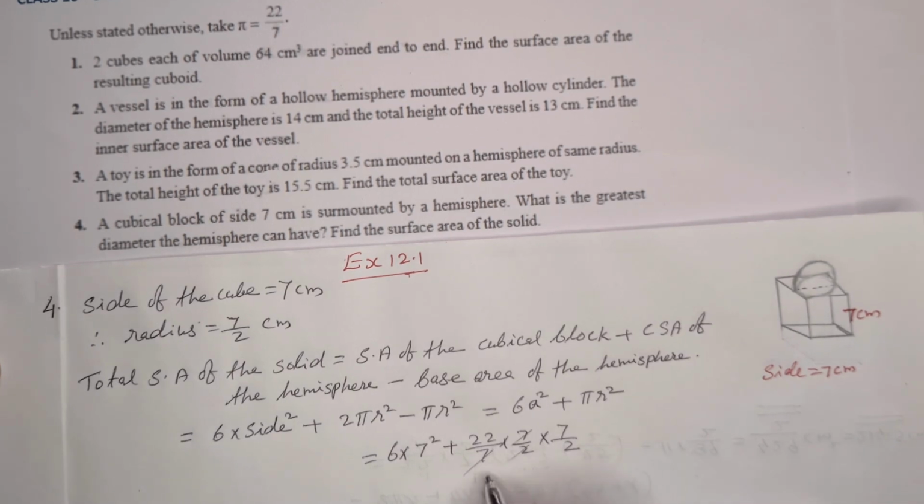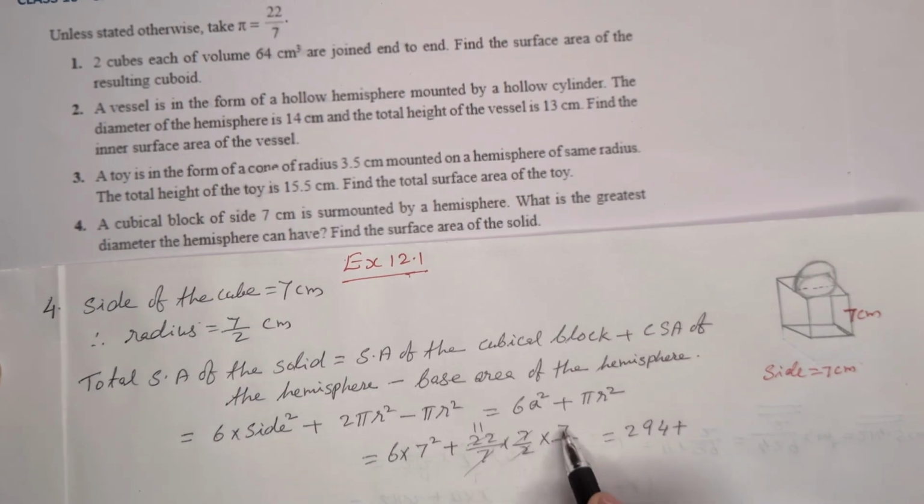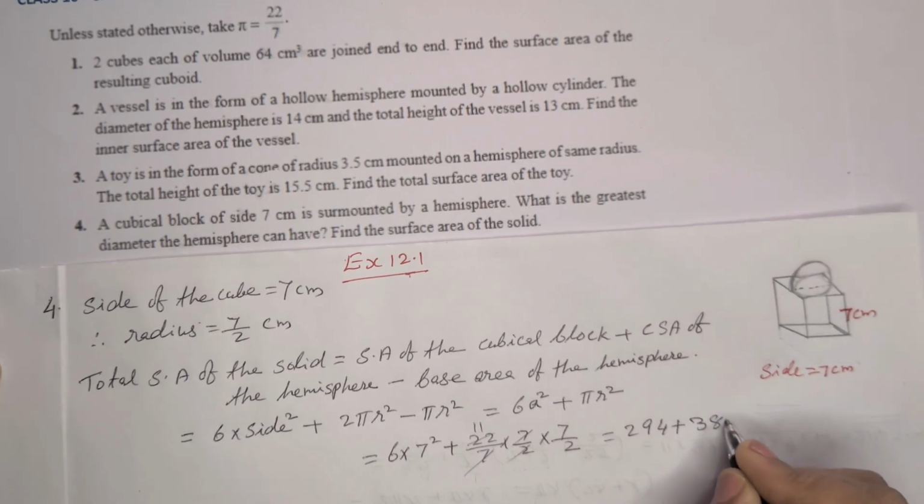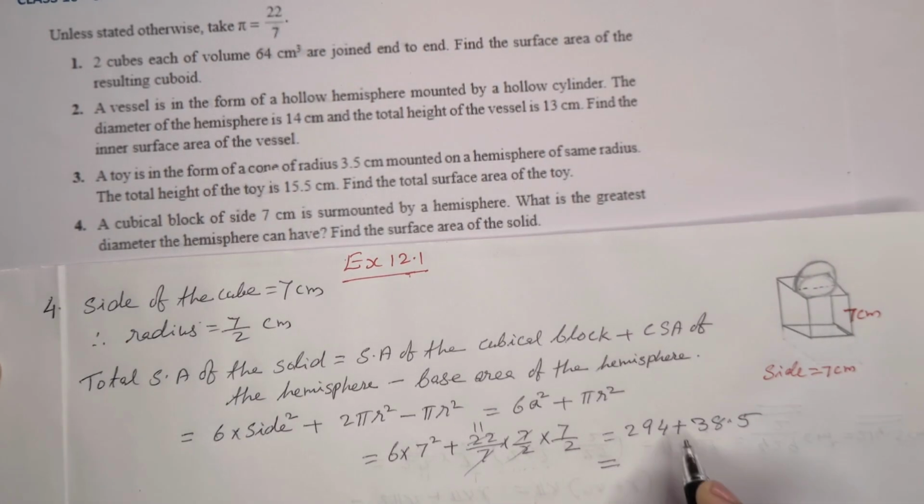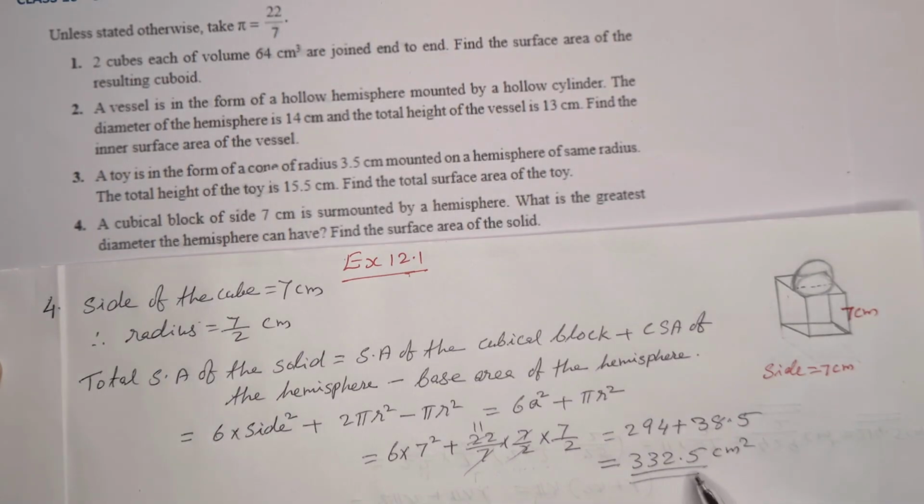Here 7 and 7 can cancel, by 2 it will come 11. So 7 into 7, 49. 49 into 6, 294. Plus here 11 into 7, 77/2. It is 38.5. Which is equal to, when we are adding, 332.5 centimeter square. So we can write surface area of the solid is equal to 332.5 centimeter square.